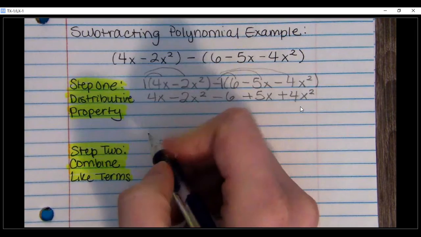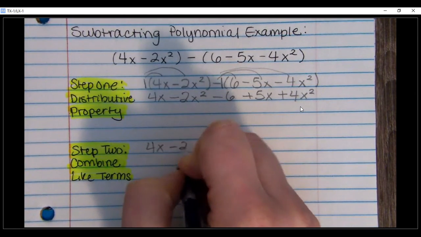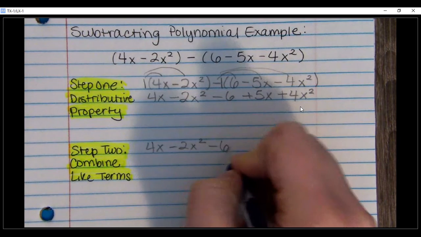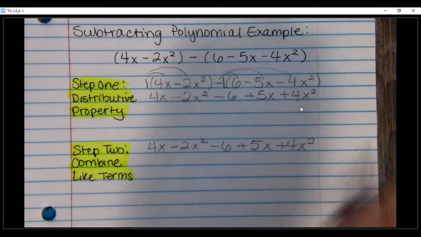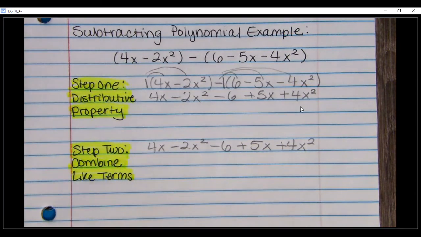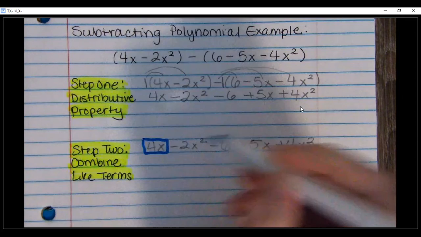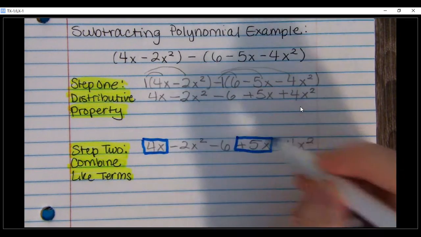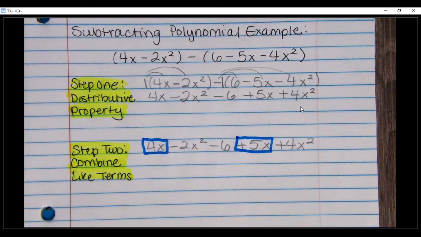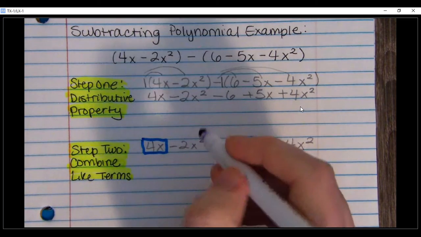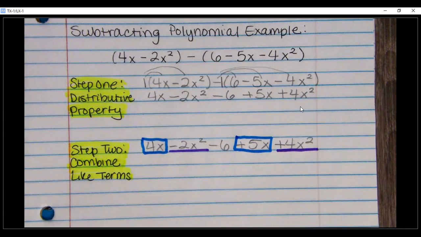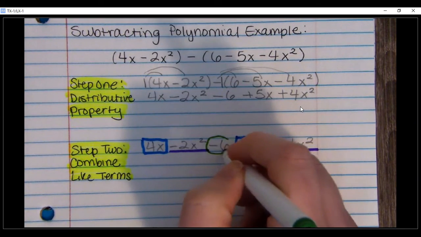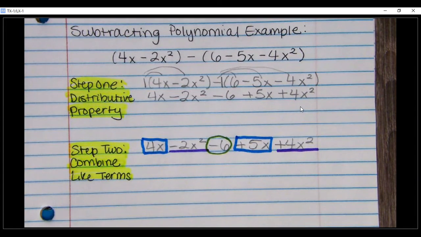So now that I've done my distributive property, I can combine like terms. First off, positive 4x can be combined with a positive 5x. Negative 2x squared can be combined with a positive 4x squared. And negative 6 is just all by itself.